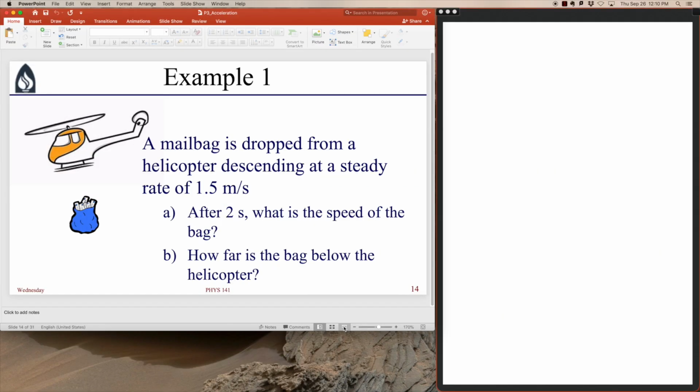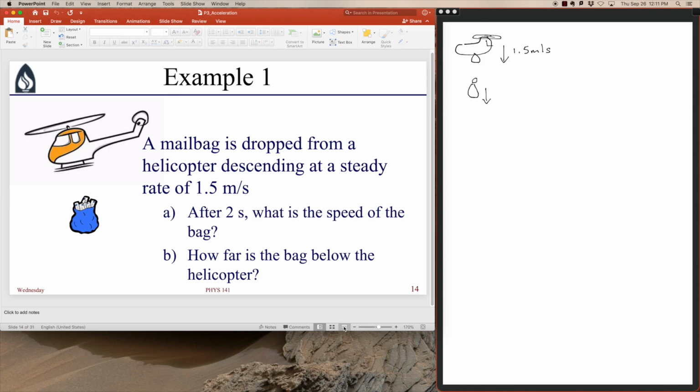So if we're going to solve this problem, the first thing we should do, as always, is to draw a picture. So here's my helicopter. And the helicopter has a mailbag, and before it drops the mailbag, it is descending at a steady rate of 1.5 meters per second. Then it lets go of the bag and allows it to fall. And the bag starts falling downwards and accelerates under the influence of gravity.